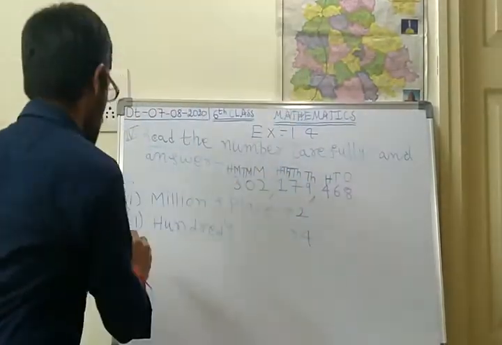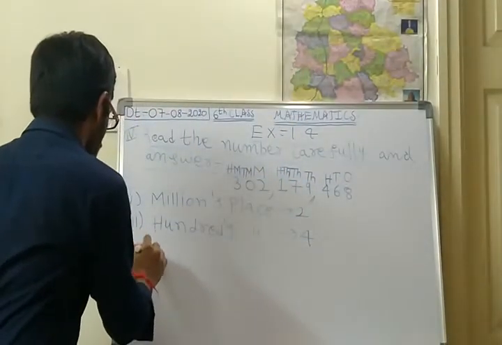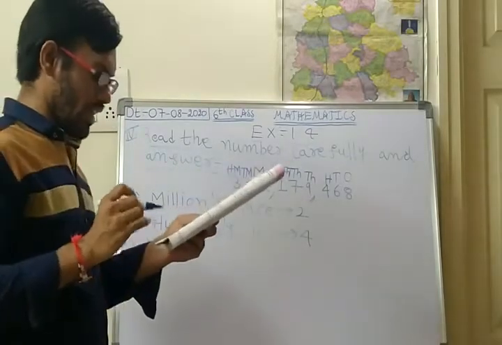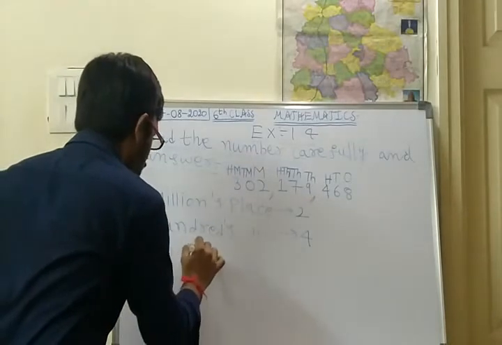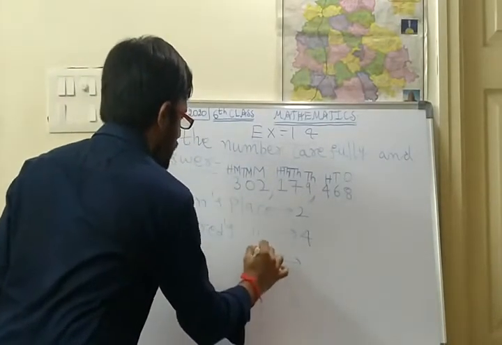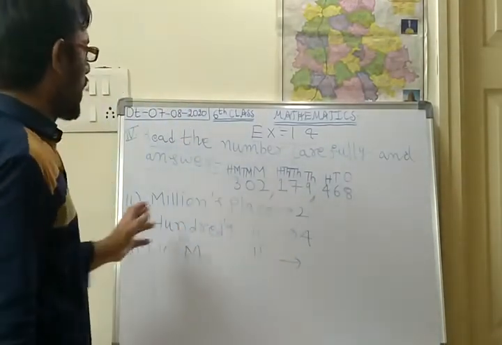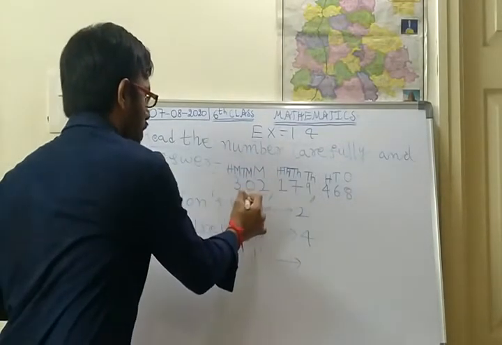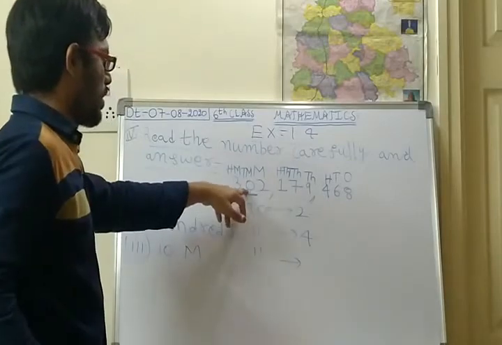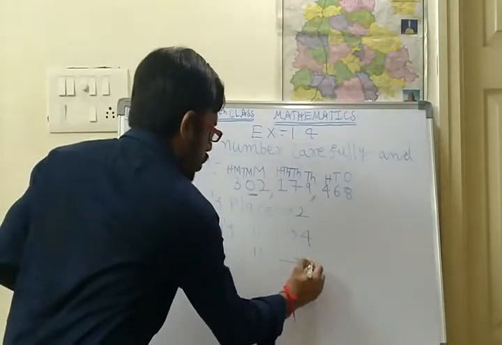Next, the third one. The digit in the 10 millions place. So where is 10 millions? After 1 million, 10 million comes. So in the 10 millions place, which digit is it? 0. Okay, like this you have to write.